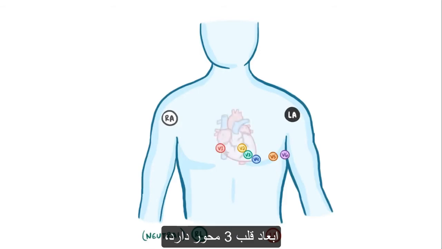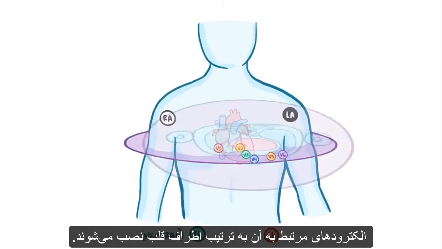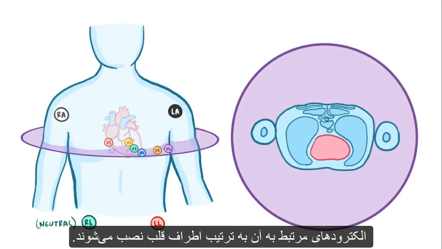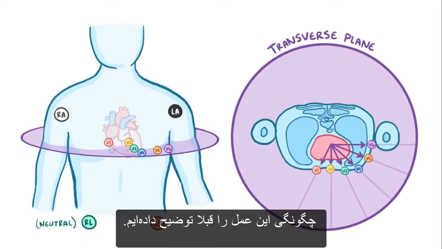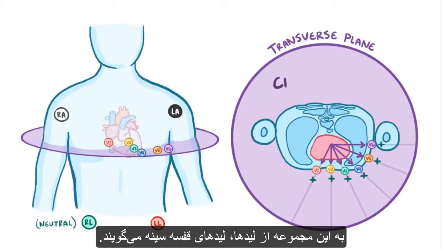Now, the heart's a 3-dimensional organ, right? So V1 through V6 line up in the transverse or horizontal plane of the heart. And each electrode is set up to detect any wave of positive charge coming toward them, which based on what we know already means that they're positive. These are collectively called the chest leads.